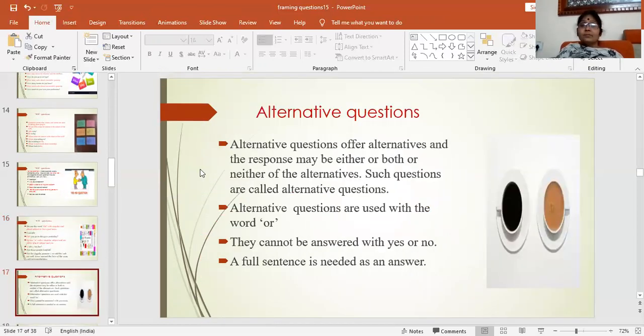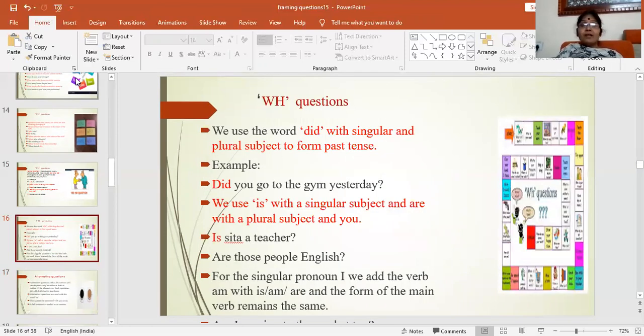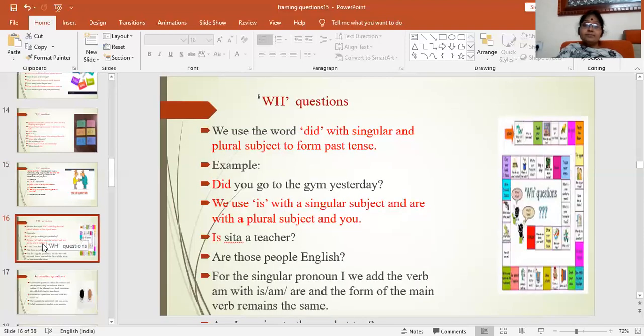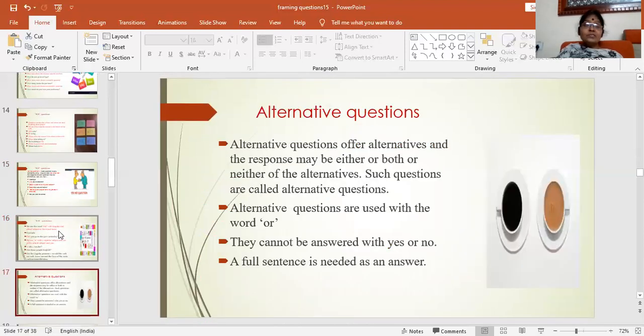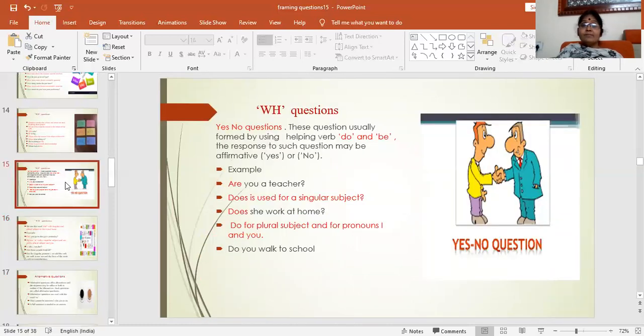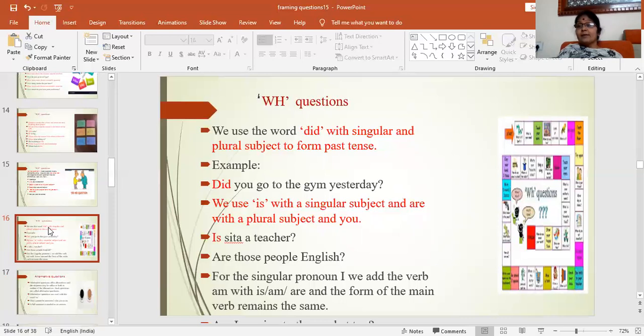Now, so we have done WH questions. We have done yes/no questions, right? Now in yes/no questions, we have learned that you use does for singular subject, you use do for plural subjects, right? And you use did for singular and plural subject in the past.